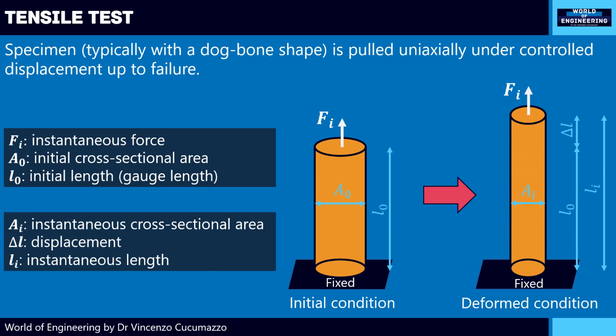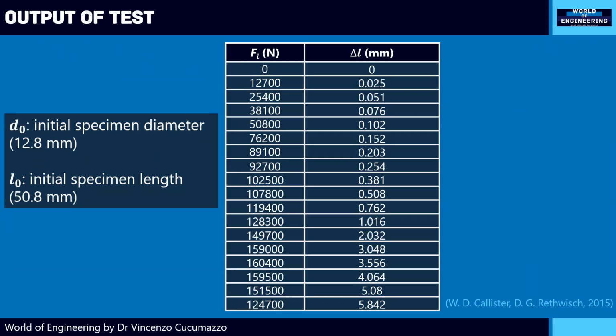Now, when we stretch a body, it becomes longer along the loading direction and thinner in the direction perpendicular to the load. If we stop the test at any instant, we can measure the current or instantaneous cross-sectional area, Ai, and the total length, which is given by the sum of the initial length and the displacement, delta L. The output of the tensile test is typically load and displacement. These two measures are recorded with a load cell.